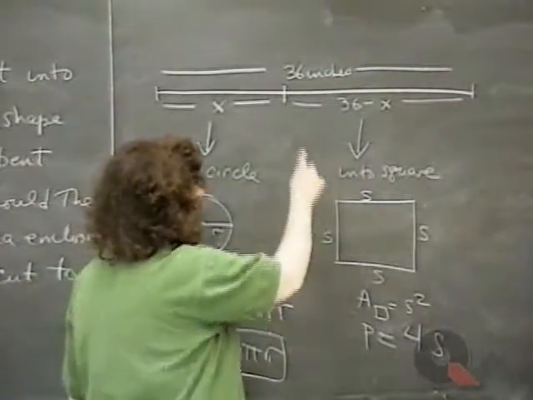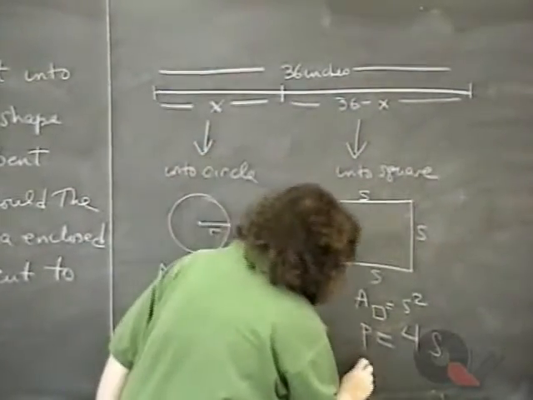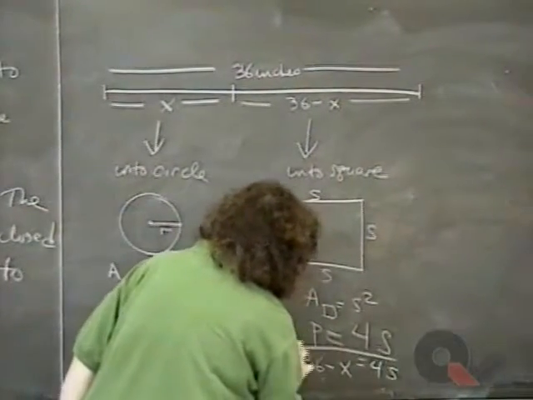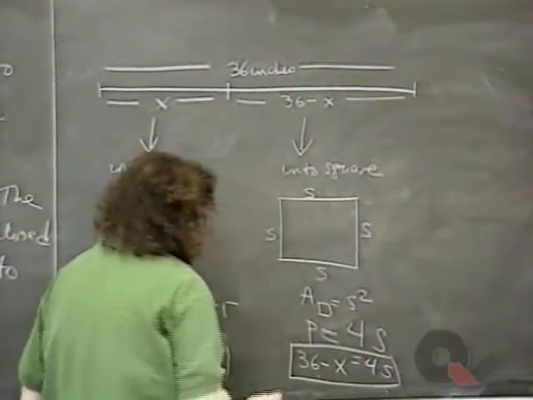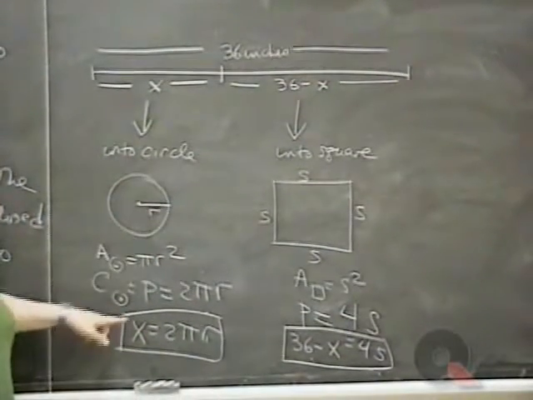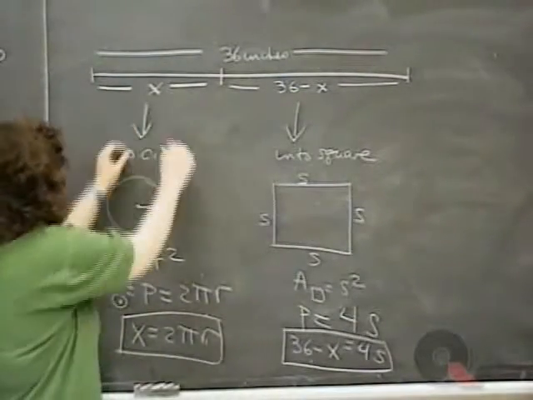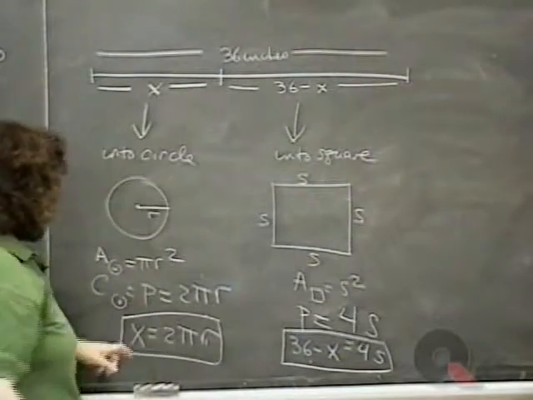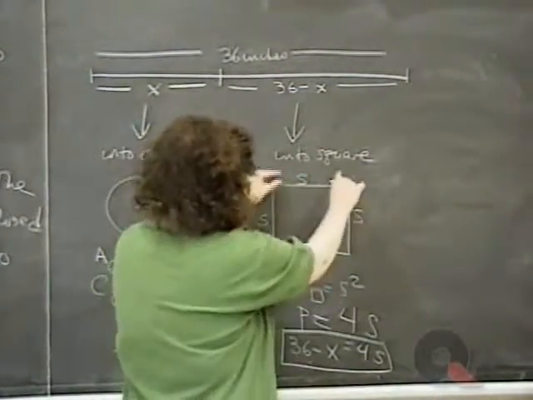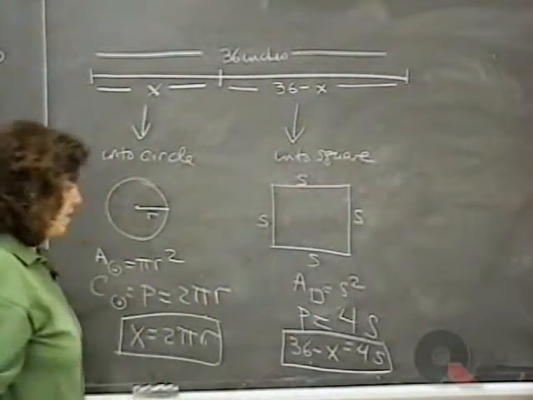And the perimeter of the square is going to be 36 minus x. The perimeter of the circle is x inches. I take the x inches and bend it into a circle. That x becomes the perimeter, or the circumference, of the circle. The 36 minus x gets bent into a square. The perimeter of the square is 36 minus x.